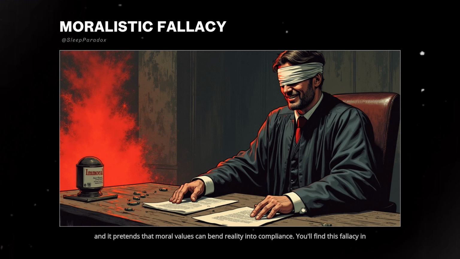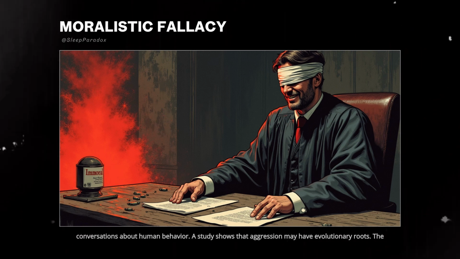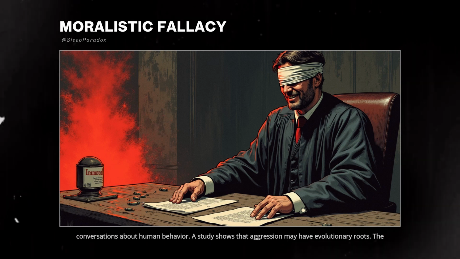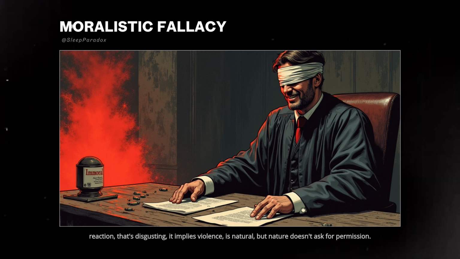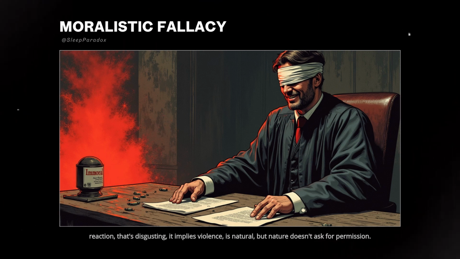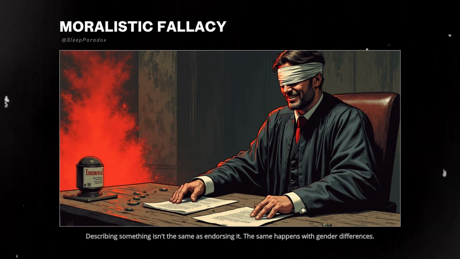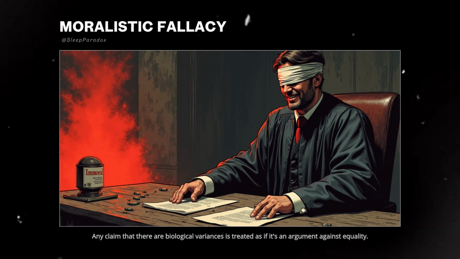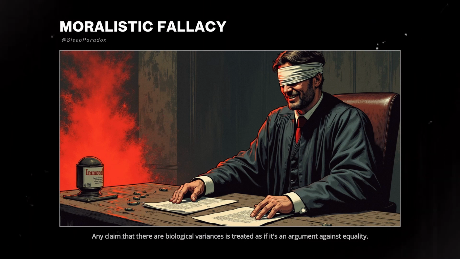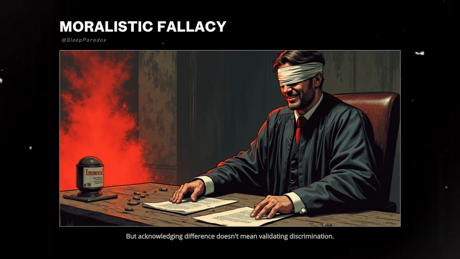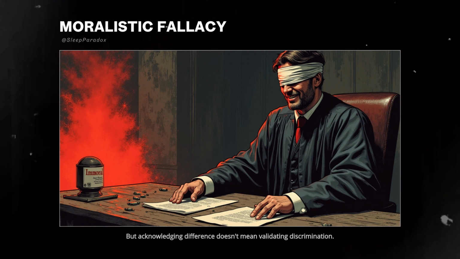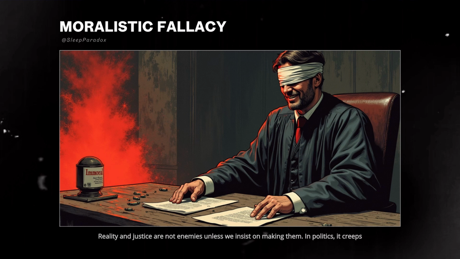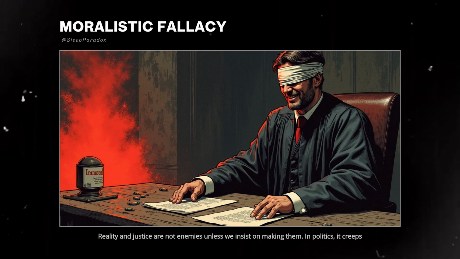You'll find this fallacy in conversations about human behavior. A study shows that aggression may have evolutionary roots. The reaction: That's disgusting. It implies violence is natural. But nature doesn't ask for permission. Describing something isn't the same as endorsing it. The same happens with gender differences. Any claim that there are biological variances is treated as if it's an argument against equality. But acknowledging difference doesn't mean validating discrimination. Reality and justice are not enemies, unless we insist on making them.